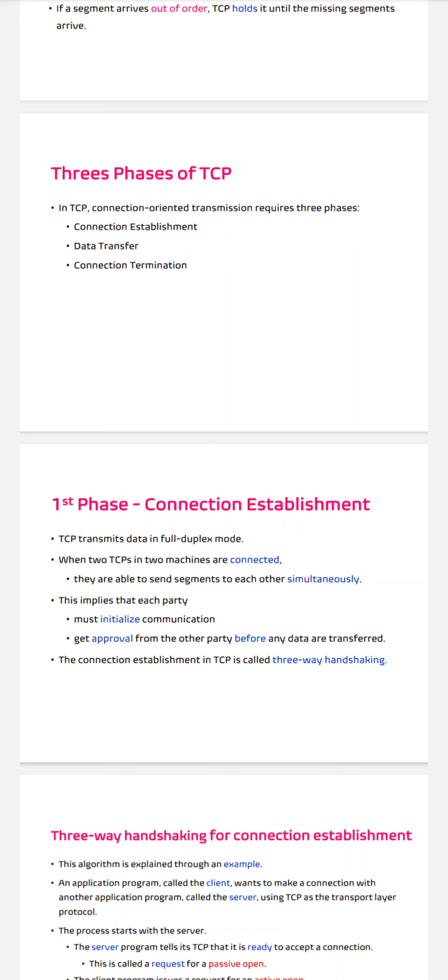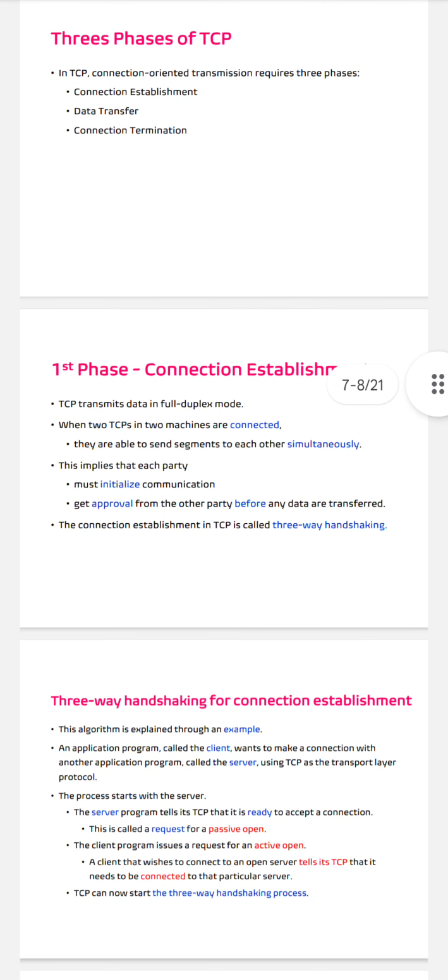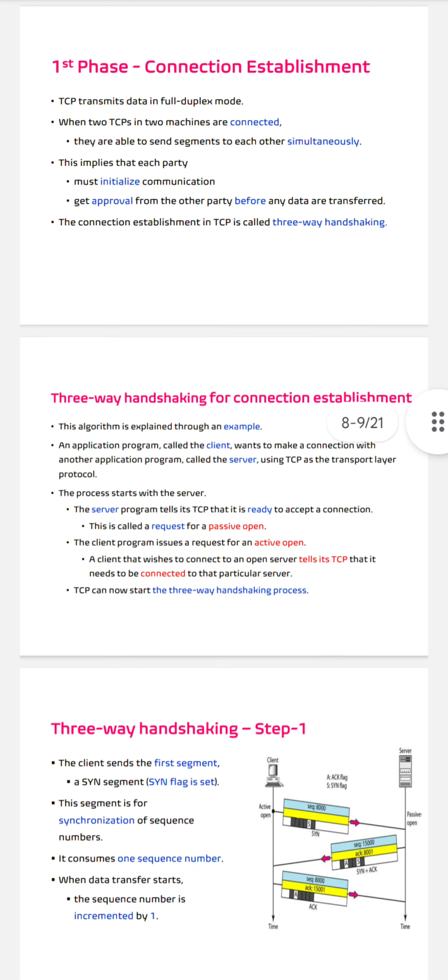This implies that each party must initialize the communication and get approval from the other party before data are transferred. The connection establishment in TCP is called three-way handshaking. This algorithm is explained through an example.